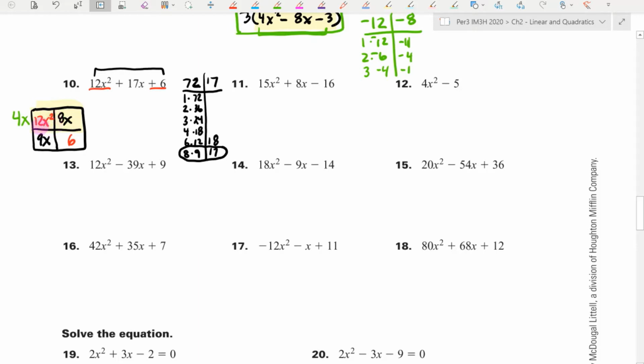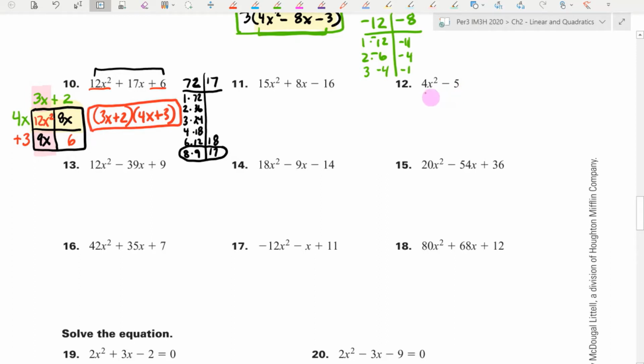4x times what gives you 12x squared? That would be a 3x. And 4x times what gives you 8x? That's going to be a plus 2. Next, to finish this, you're going to say 3x times what number gives you 9x, and that will be a plus 3. And now you're done. This is 3x plus 2 times 4x plus 3.